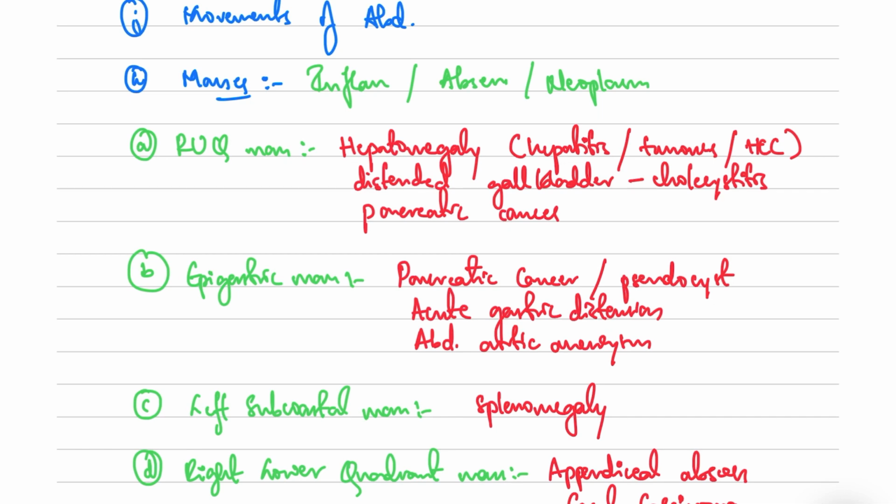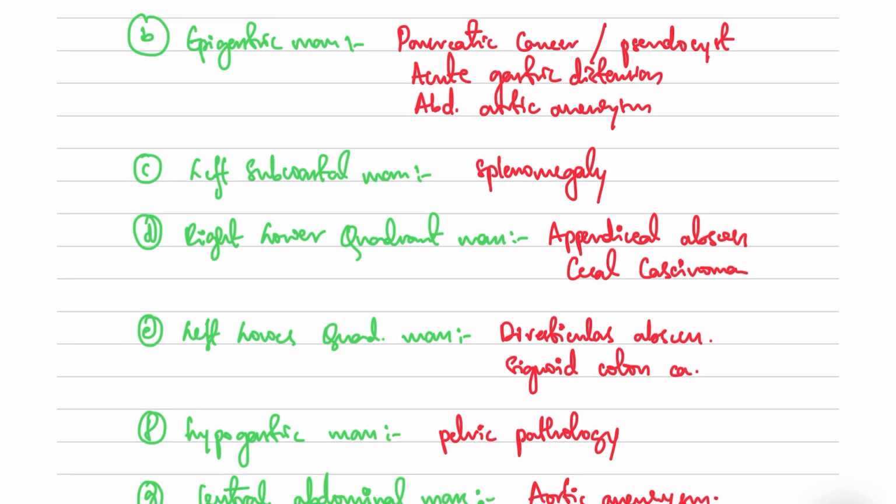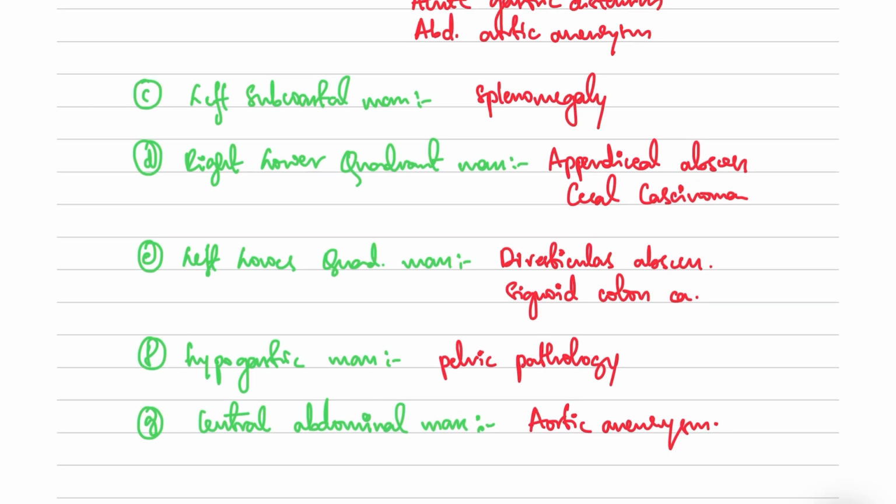If there is an epigastric mass, it majorly indicates pancreatic cancer or a pseudocyst. It can be an acute gastric distension or an abdominal aortic aneurysm. If there is a left subcostal mass, it will mainly be a splenomegaly. If there is a right lower quadrant mass, it is due to an appendiceal abscess or cecal carcinoma. If there is a left lower quadrant mass, it can be due to a diverticular abscess or sigmoid colon cancer. If there is a hypogastric mass, it will be mainly due to a pelvic pathology. And if there is a central abdominal mass, it is majorly an aortic aneurysm.